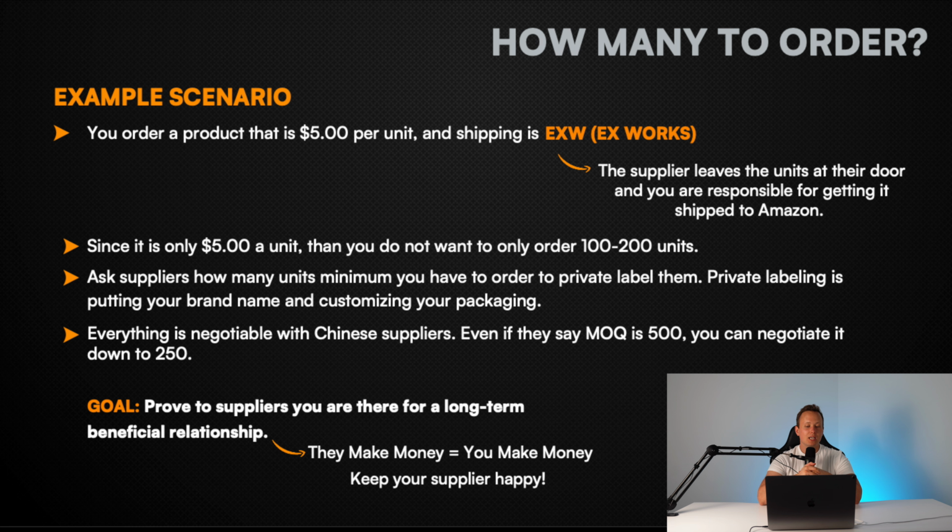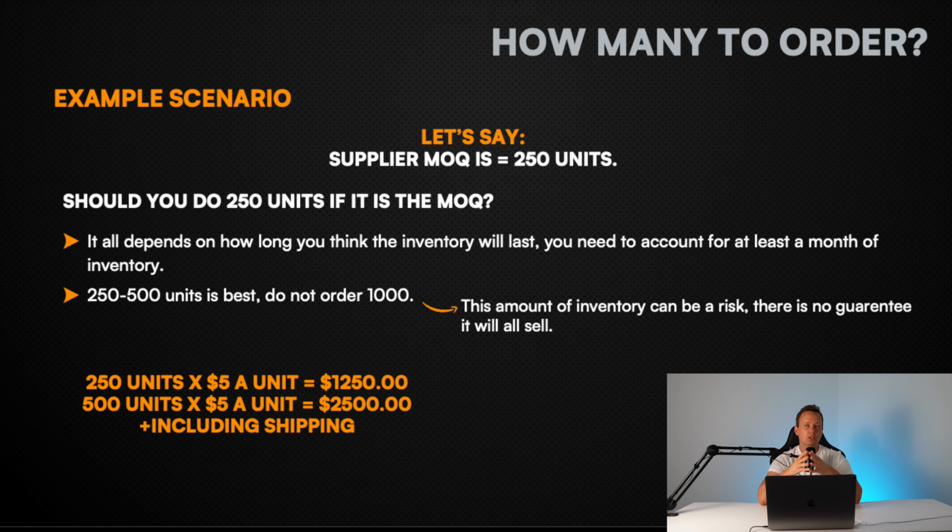My point is that even if the MOQs on Alibaba say 500 or 1,000 units, you can still request a lower MOQ and they will give it to you, right? So let's say that in this case, they're willing to do a 250 minimum order of units, but should you order 250 units? That really depends on how long you think it will last you, right? So you want to account for about a month of sales from the time that you launch. Obviously that's impossible to tell. There's no way to tell for sure how long it's going to take you to sell out of your inventory. However, you can have a pretty good intuitive feeling about it, right?